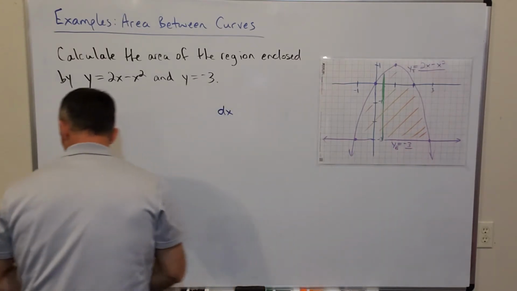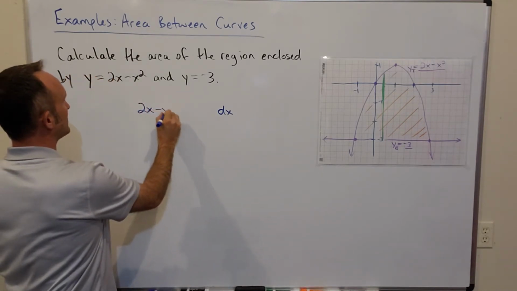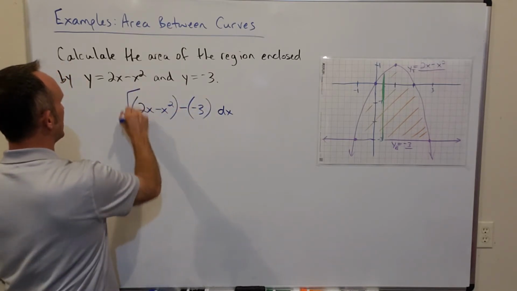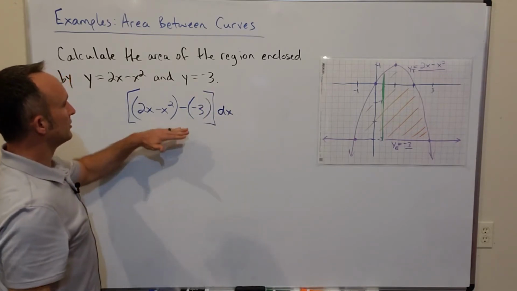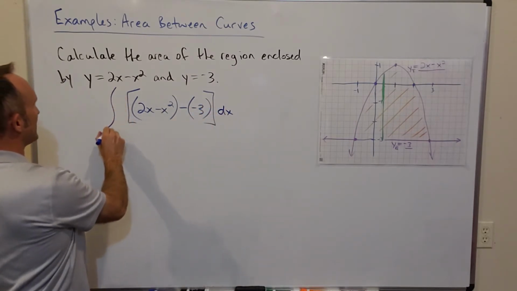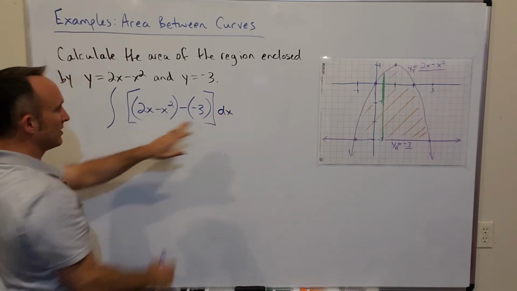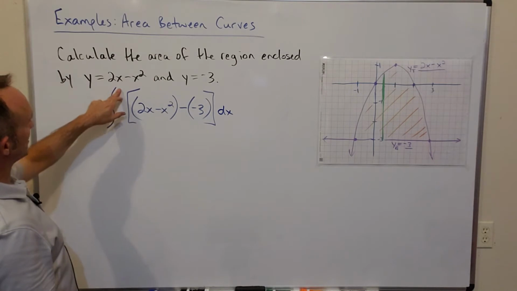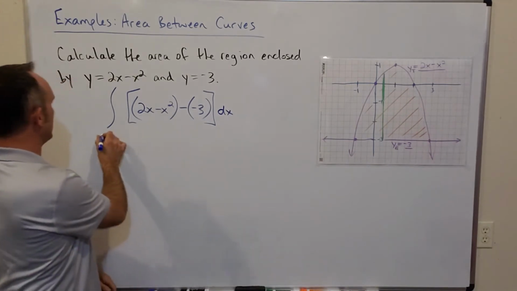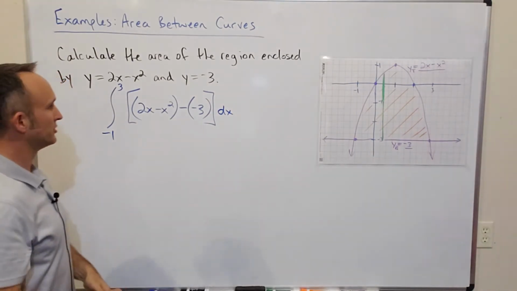So the height of all of these rectangles is the top y, 2x minus x squared, minus the bottom y, -3. That's the height of each rectangle. So that's the area of one rectangle. We need to add them all together, this infinite sum integral, and we're integrating with respect to x. So we need to know the limits of integration, which x values. We're adding all of these up from x equals -1 to x equals +3. And that's the integral that represents the area between those two curves.